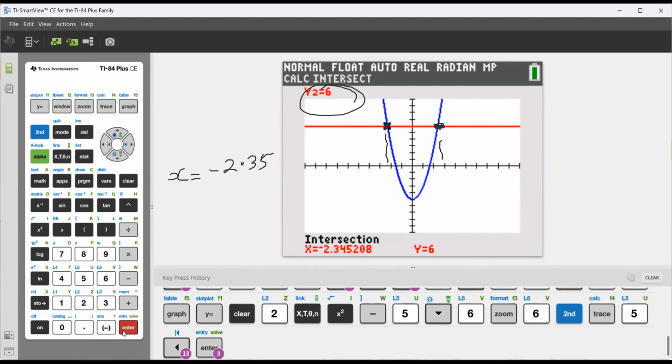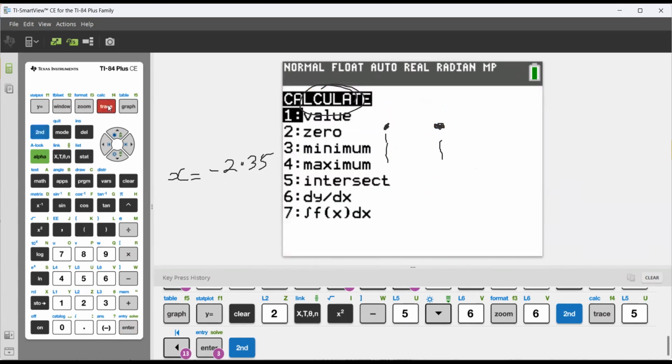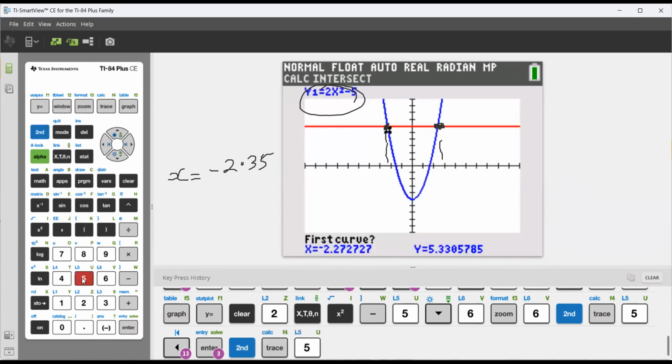What about the other one? Because there are two solutions, right? So let's go second calc again, 5. Then I'm going to move the cursor. Remember, it's a left and right. You don't do up or down, okay? And then hit enter, enter, enter. So I have x equals positive 2.35.